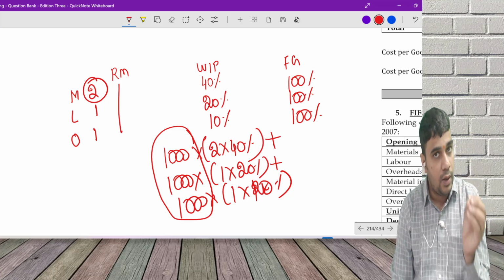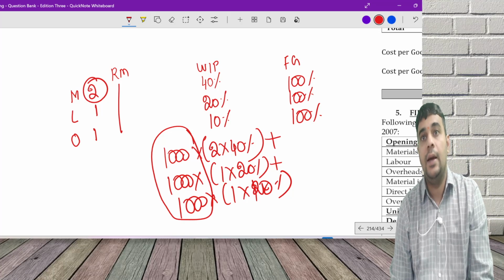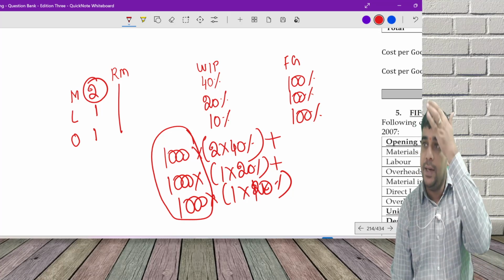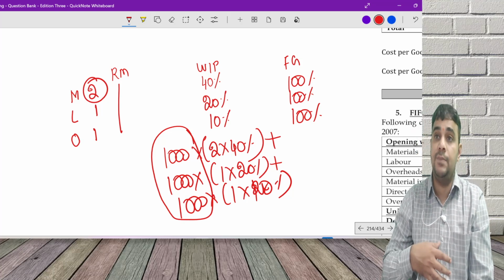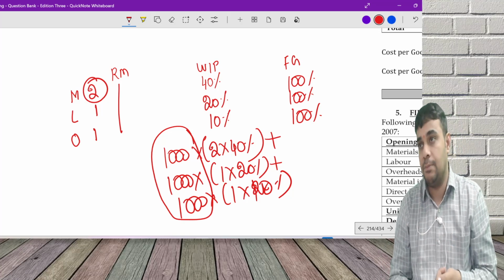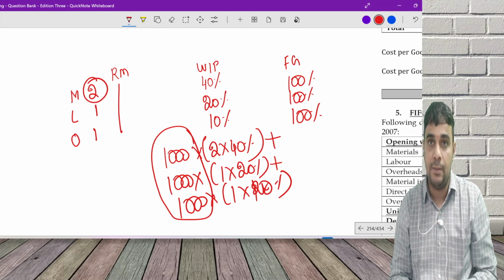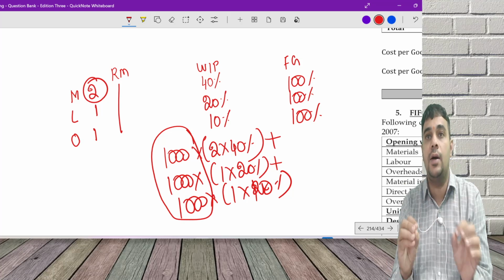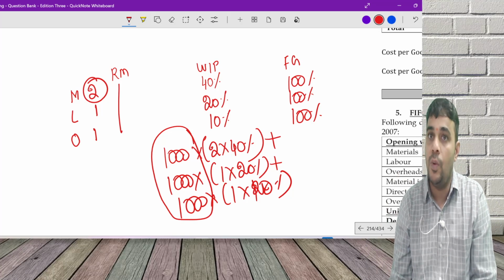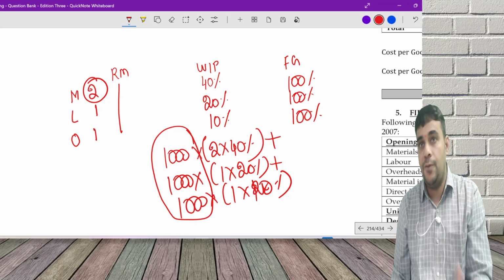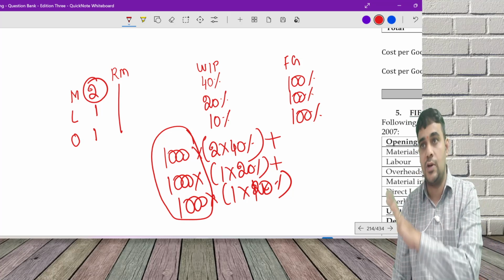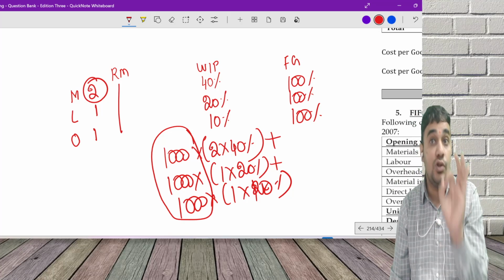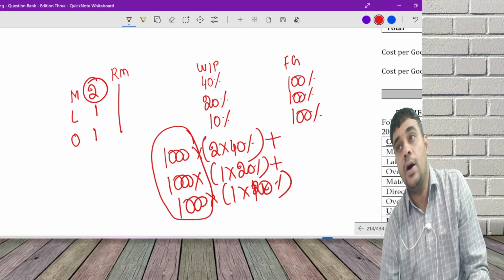You're going to convert your work in progress into equivalent completed units by adopting a degree of completion. If somebody tells me material 100% complete, labor 100% complete, overhead 100% complete, it is not work in progress. It becomes a finished product which you either transfer to the next process or transfer to the FG stock account. That is your wish, but it is not work in progress.